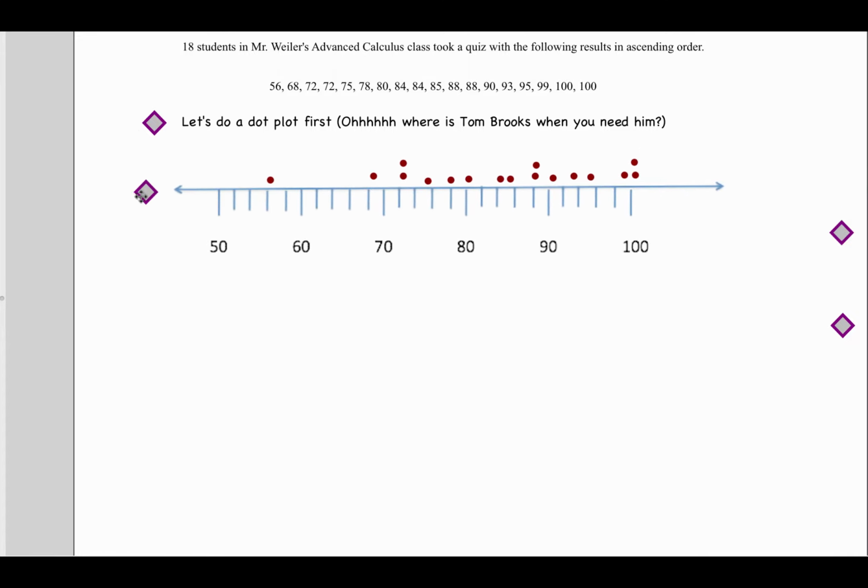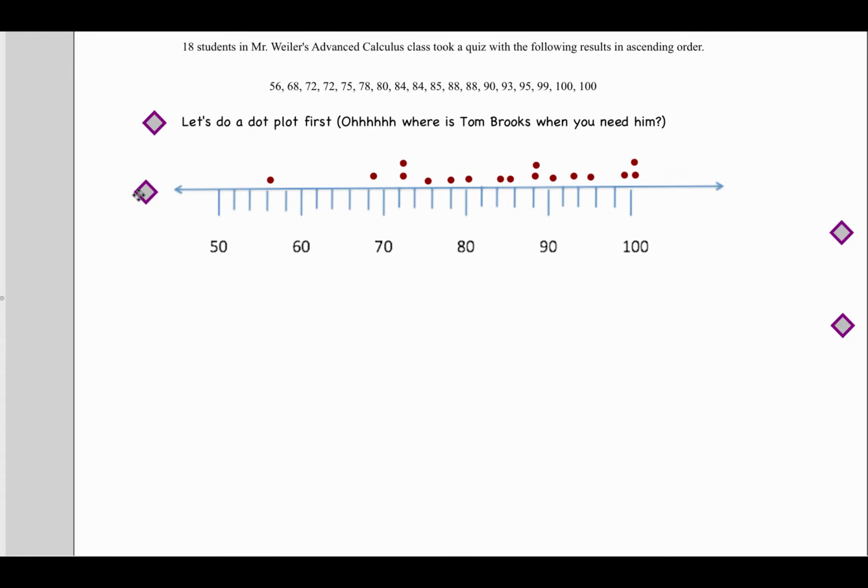All right, so let's remember how to use our calculator to get our statistical numbers that we need. We're going to look at this calculus class, 18 kids, and the results are in ascending order. So the first thing we want to review is, can we do a dot plot? Oh, Tom Brooks is a senior. Let's make sure we say, Tom Brooks, dot plot one more time before he graduates so he can bring back the good old times. When you do your dot plot, you must give me a consistent scale.